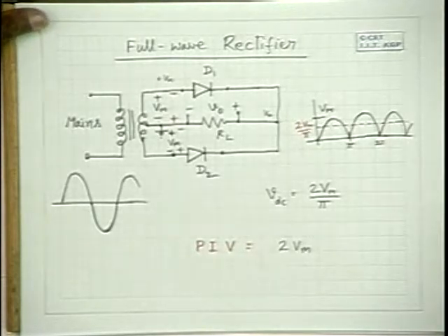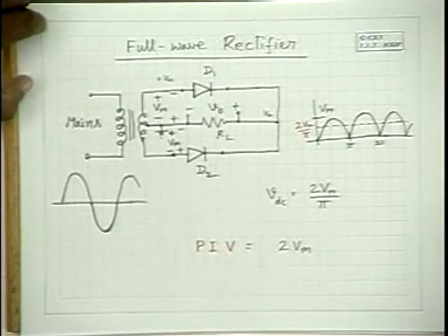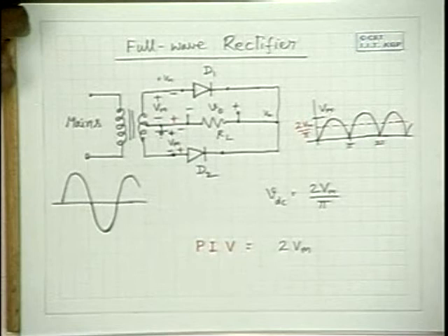If you are interested in a 12 volt peak voltage at the output of the rectifier, you should select a diode with a breakdown potential which is more than 24 volts.